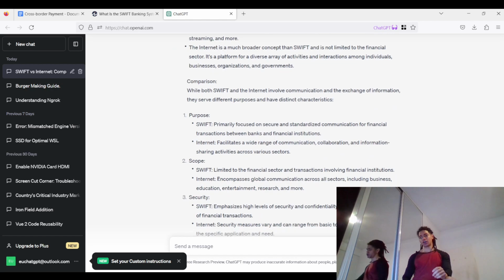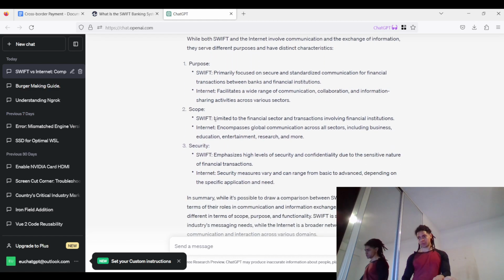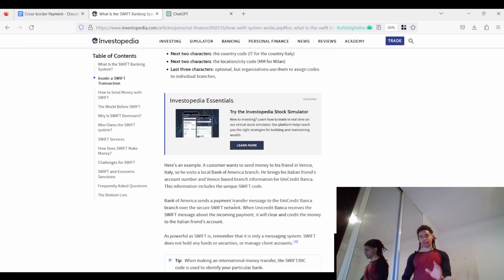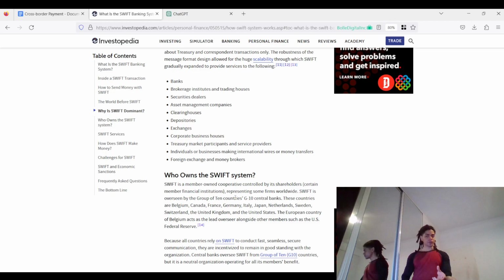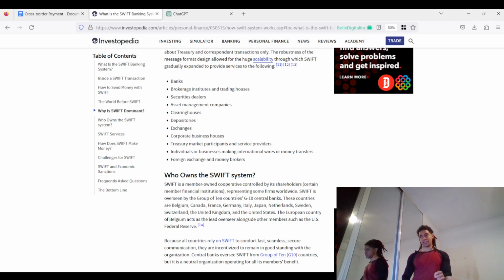So we can think of Swift somewhat as the internet, but exclusively for the financial industry, where Swift allows institutions to accurately, quickly, and securely send and receive data such as money transfers. It is overseen by the G10, which is also important. And the way it makes money is by the volume of the transfers, per transaction and the volume of the transfers.